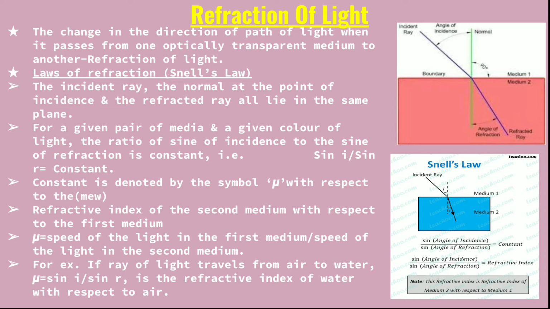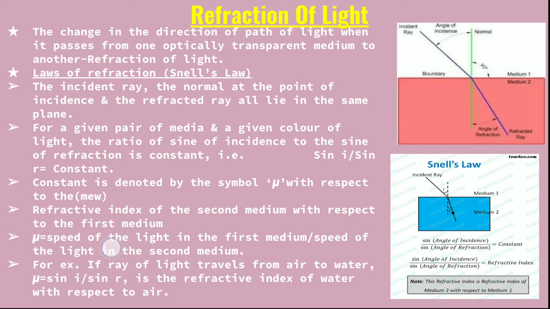So two media are there. Light is traveling from air to water, mu is equal to sin I by sin R. This is the refractive index of water with respect to air. Snell's law: I have given this formula here. Just check it. Sine of angle of incidence by sine of angle of refraction is equal to a constant, and that is the refractive index. That is denoted by mu.